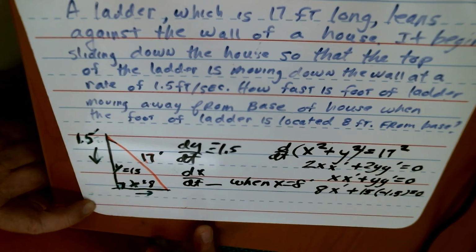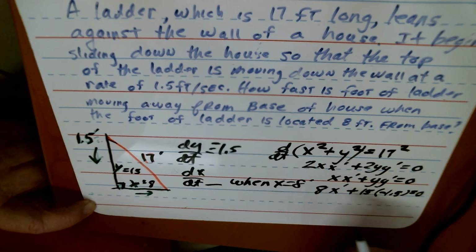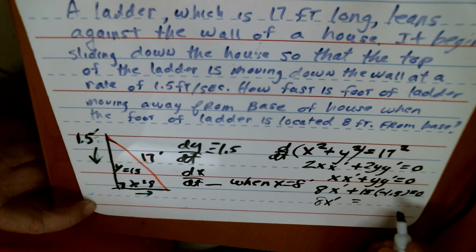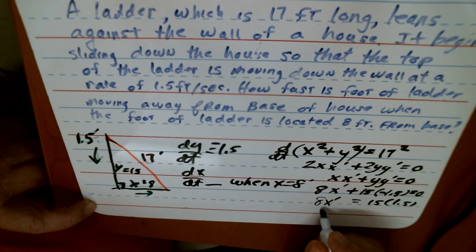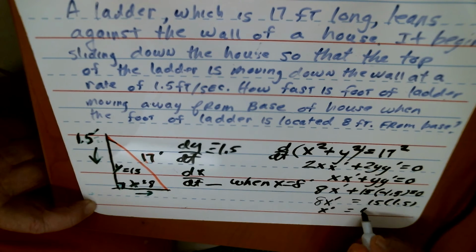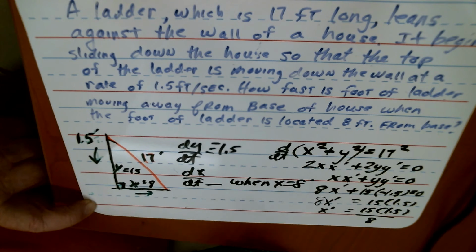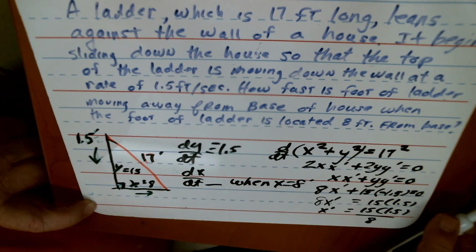So what we're going to have here is 8x prime equals, now we're going to put this on the other side and write it as 15 times positive 1.5, and then we're going to divide by 8 to get 15 times 1.5 divided by 8. And so that'll be our answer for the rate of change. And we can simplify that answer using a calculator.